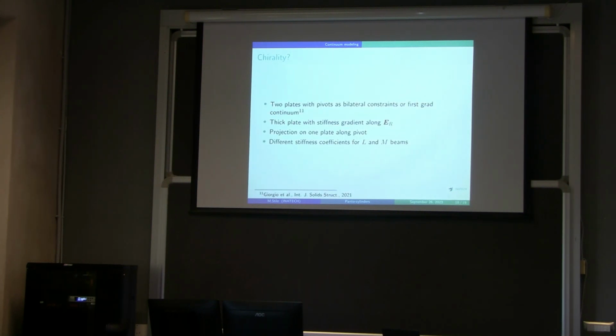But you may notice that this model does not involve any chirality yet, so there is no offset involved so far. But there are ideas. As has been done before for the pantographic sheet, you could define 2 plates for each beam and then couple these 2 plates by some constraint or even a first gradient continuum. Otherwise, you could also directly describe a 3D continuum and not a 2D one, and apply some stiffness gradient maybe along the radial direction of the pivots.